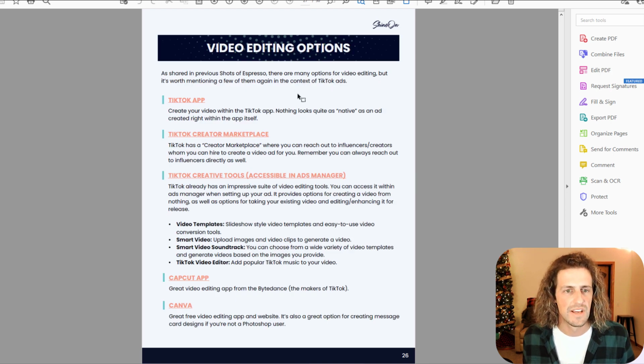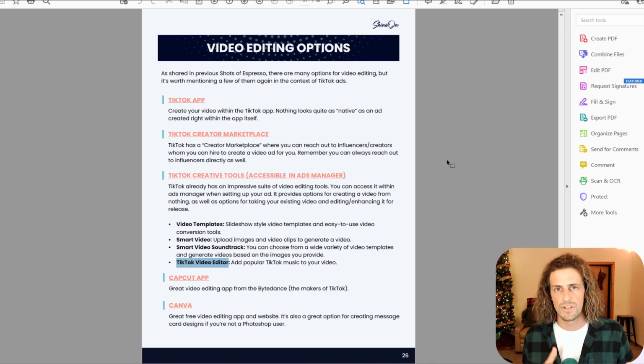Video editing options. Always talking about different video editing options. The TikTok app itself is really pretty amazing. Within the TikTok editing system in the ads manager, there's actually really great editing tools that you can jump into and use: video templates, smart video, smart soundtrack, and the actual editor itself. And you can go in there, take raw footage that you've taken, drop it in there, cut it up, add some music to it, and really have everything you need right there. And you can do it from your laptop.